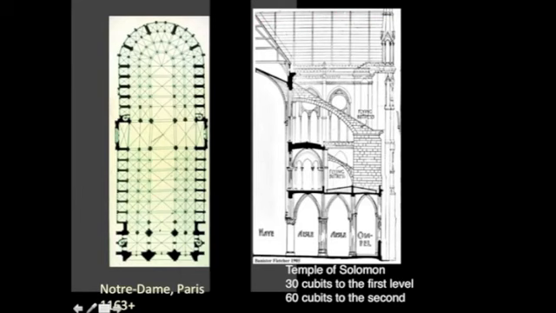Some of the proportions in the Notre Dame, for example, are derived from literary descriptions of the proportions of the Temple of Solomon. So it's being built using these technical geometrical devices that we see in Villard d'Honnecourt's sketchbook, but the technical geometrical devices are being organized by a kind of higher numerological coding of meaning within the building.